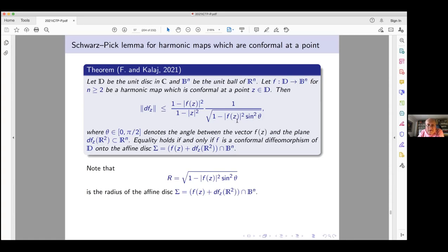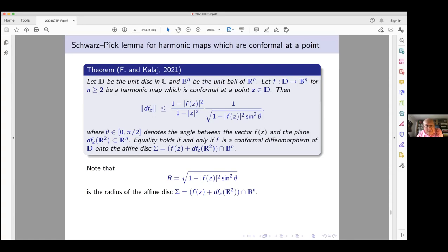So this is the inequality, and the next part of the theorem says that this is sharp. Equality holds if and only if f is a conformal diffeomorphism of the disk onto this affine disk. So I have been thinking of the comment which Claudio gave me a few days ago. He said that the only stable minimal surfaces in R^n are the flat ones. I'm telling you here that the extremal minimal surfaces in the ball, minimal disks in this theorem, are flat ones, I mean these affine disks.